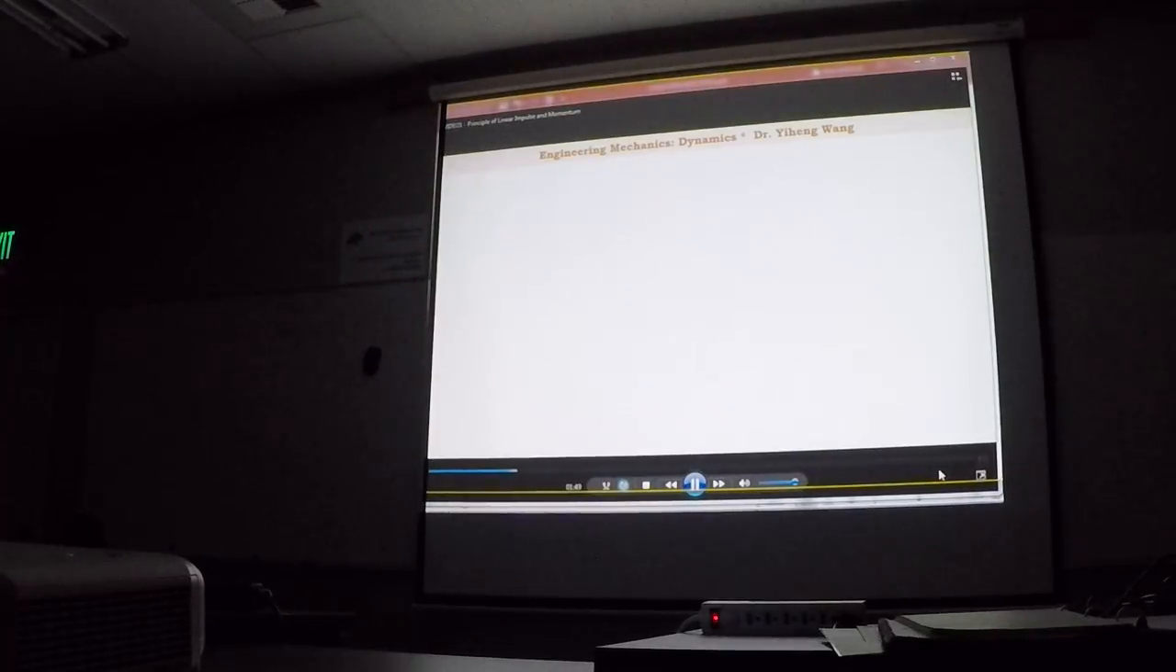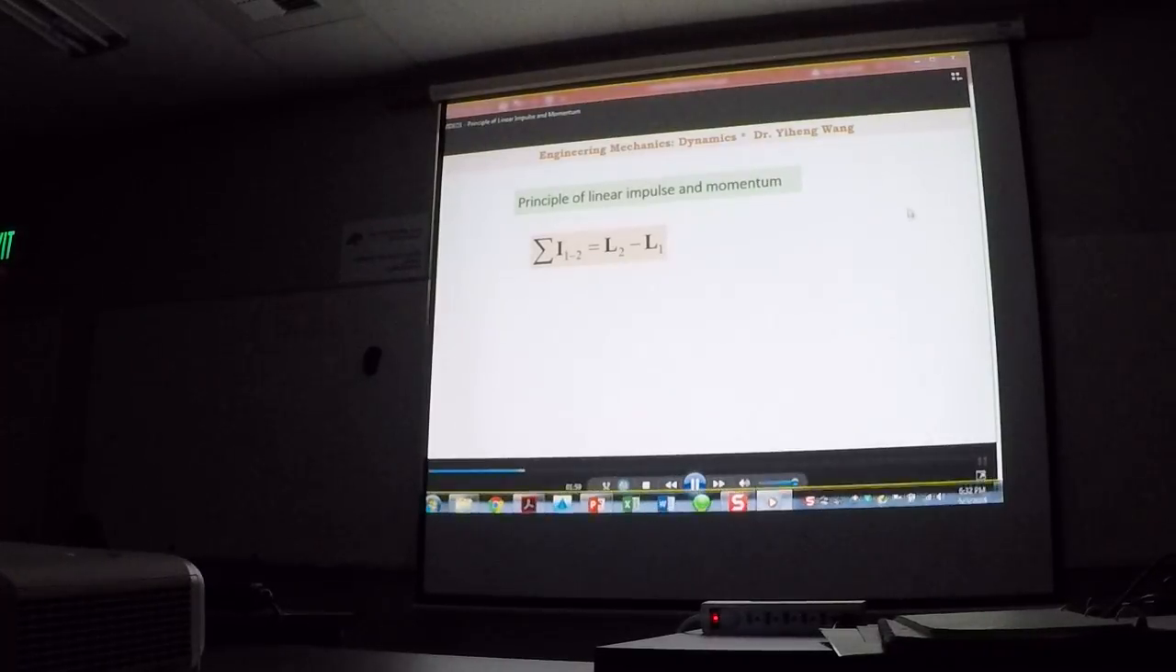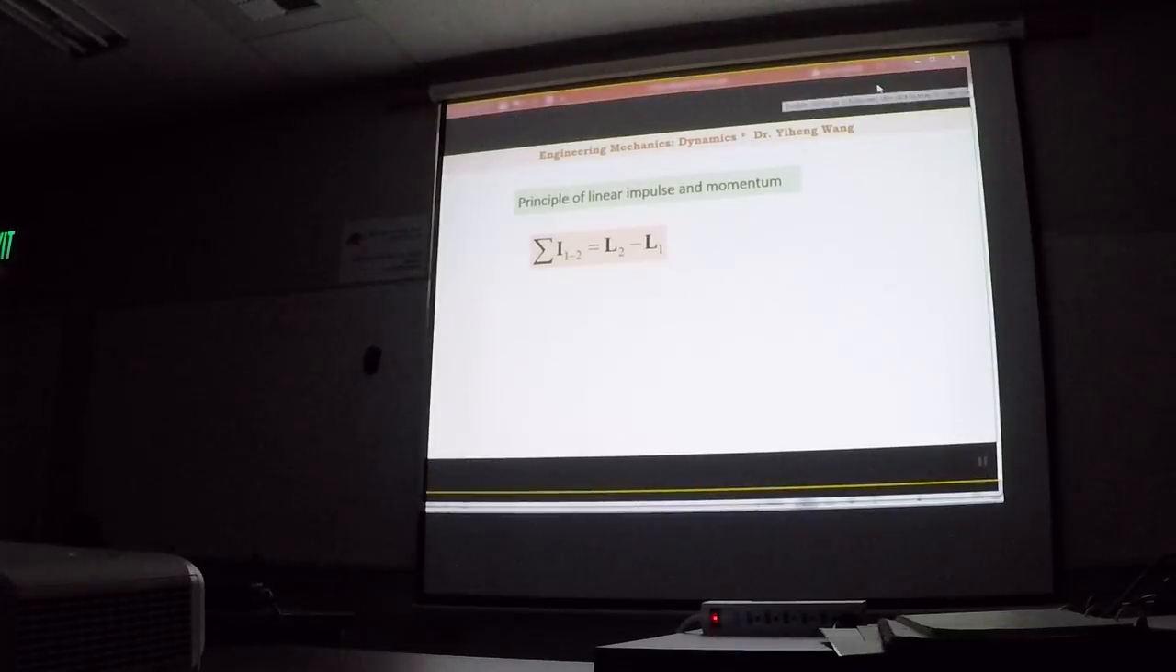Therefore, the previous equation can now be written as the principle of linear impulse and momentum. The summation of I, which is the total linear impulse caused by external forces associated with the process from state 1 to state 2, equals the change in the particle's linear momentum, L. Here, we need to emphasize the word linear because we will learn about angular impulse and angular momentum later.